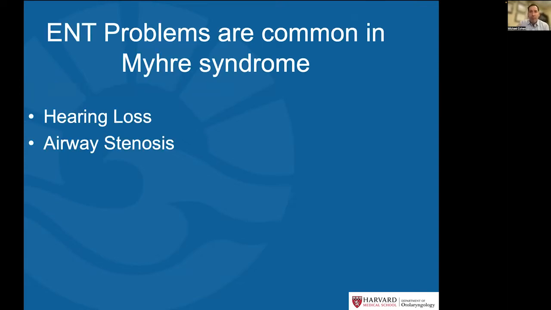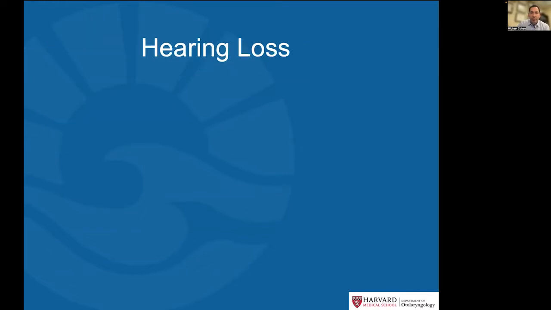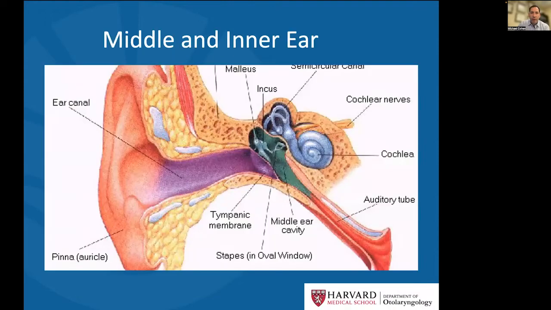So ENT problems are common in Myrie syndrome, and some of the specific problems that I'll discuss in detail today are hearing loss and airway stenosis. I'll start by talking about hearing loss in general and how this occurs.